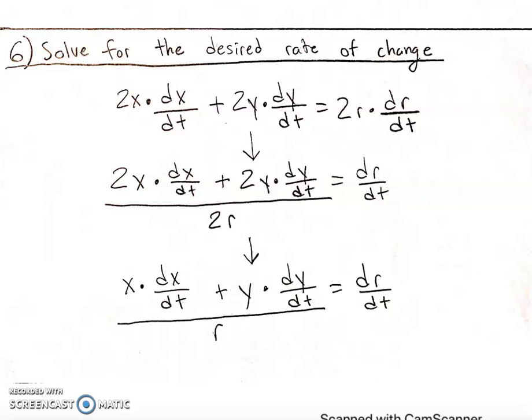The sixth step is to solve for the desired rate of change. In our equation, we see dr/dt, which is the value that we are trying to find. To get dr/dt by itself, we will divide both sides of the equation by 2r. The 2's on the left side of the equation cancel, and we are left with dr/dt is equal to x times dx/dt plus y times dy/dt, all over r.